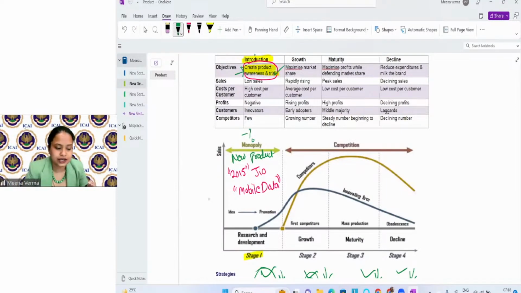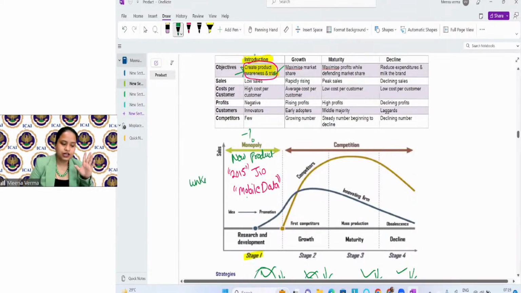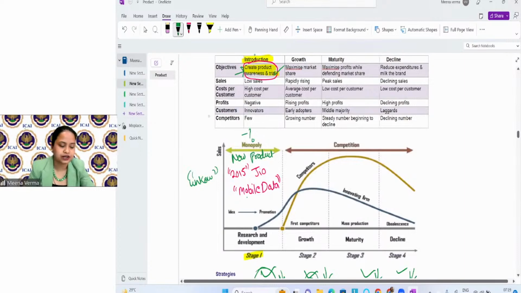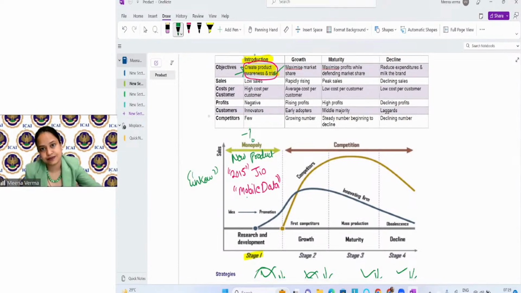Now the point is that initially, as we have just discussed, since the product is unknown, customers don't know about this product. People have no idea about the product. So for that reason, customer awareness is required here. All right, customer awareness is required here. And the second thing is that initially the sale will be very less. Initially, what will happen? Obviously, low sale, right? Initially, sale will be very less.